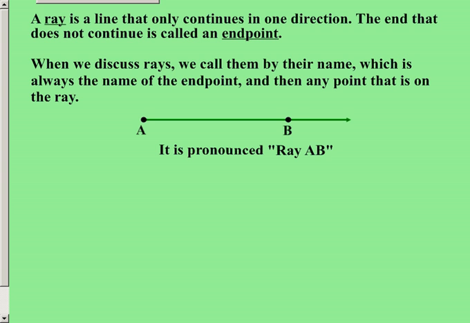A gets the top billing because it is the end point of the ray. And if you happen to flip-flop that around and call it ray BA, you just said that the ray started at B and goes infinitely towards A, and that would be incorrect. Okay, so the end point is always listed first.